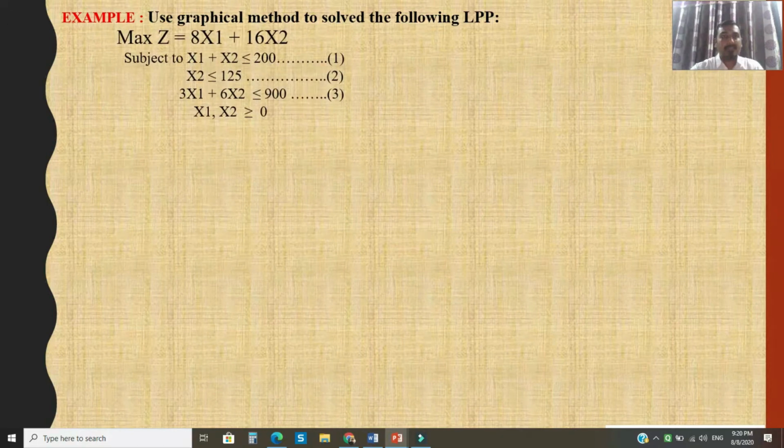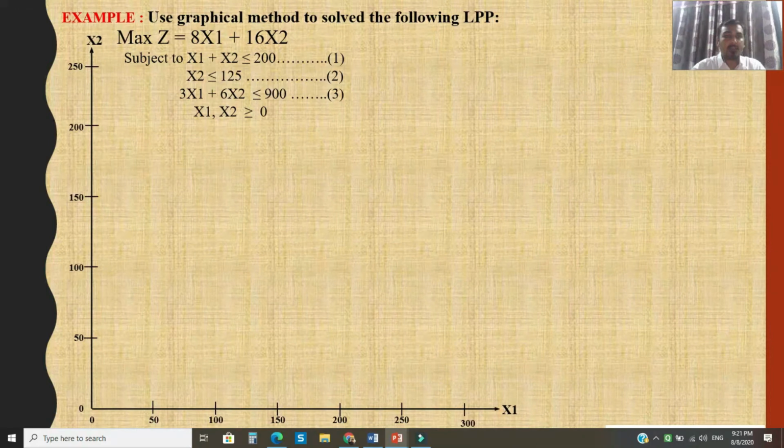Here maximize z is equal to 8x1 plus 16x2 subject to first constraint x1 plus x2 less than equal to 200, second constraint x2 less than equal to 125, and third constraint 3x1 plus 6x2 less than equal to 900, and the non-negative condition x1, x2 greater than equal to 0. Now we solve the solution.